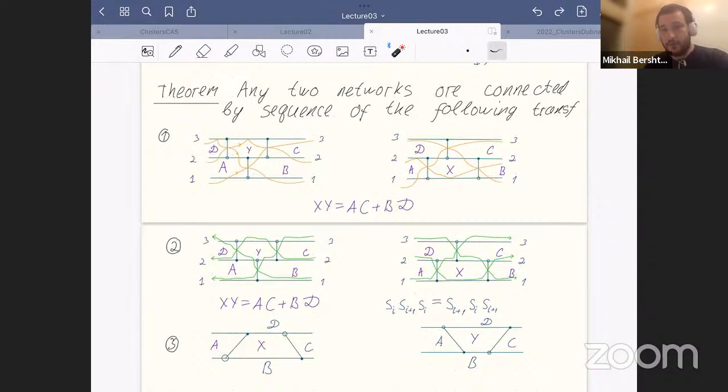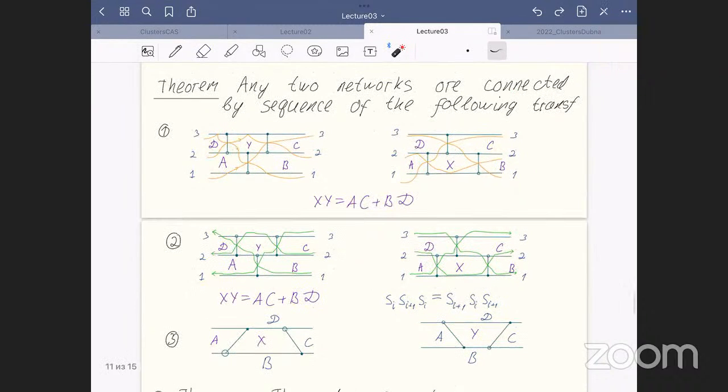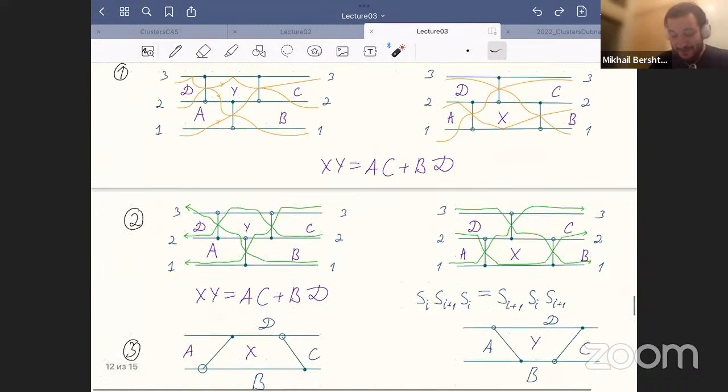Now I come to the final point to which I wanted to come, and now maybe questions, because I clearly sped up. I want to ask a question. What does the relation Si plus 1 Si Si plus 1 equals Si Si plus 1 Si, this braid relation, what does this mean? Thank you for the question. This is actually what I wanted to comment.